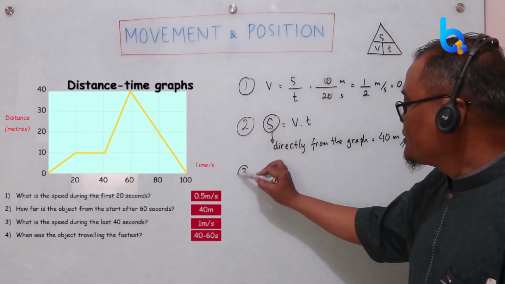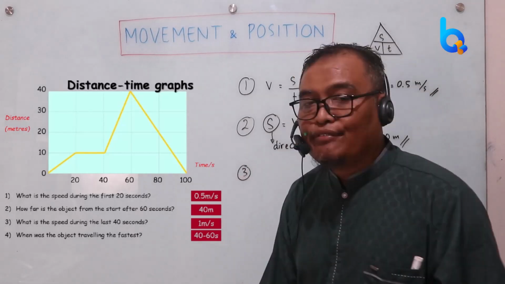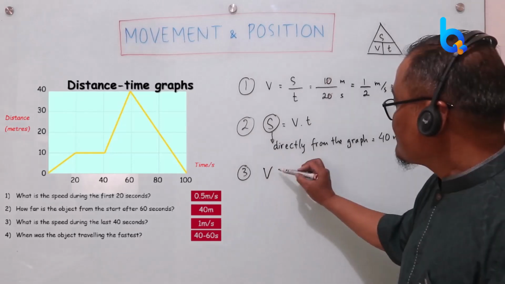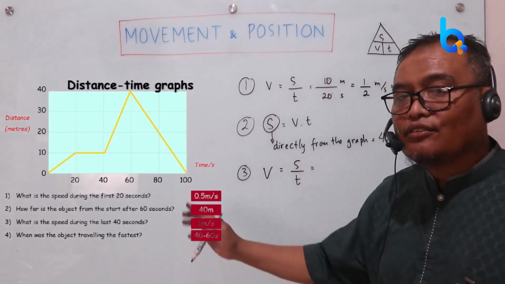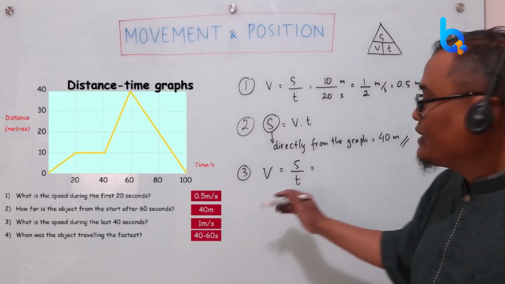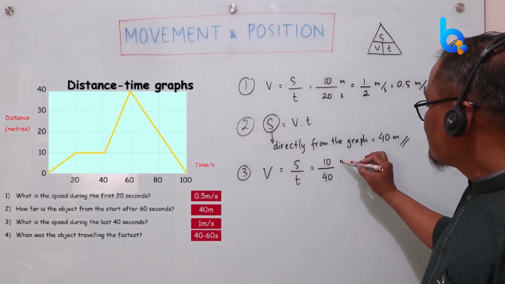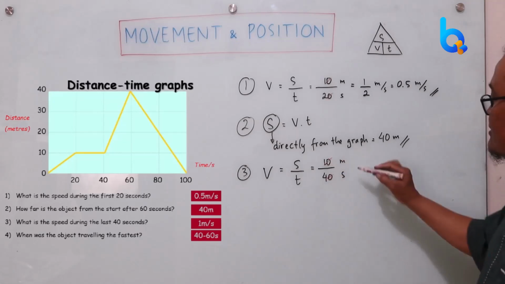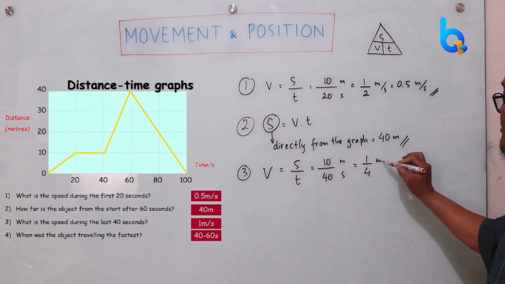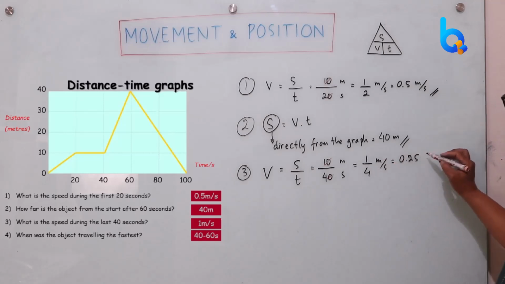Okay. Next, number 3. What is the speed during the last 40 seconds? Speed means S over T. During 40 seconds, S is 10 meters. So you can calculate this one. The result is 1 over 4 meters per second, or 0.25 meters per second.